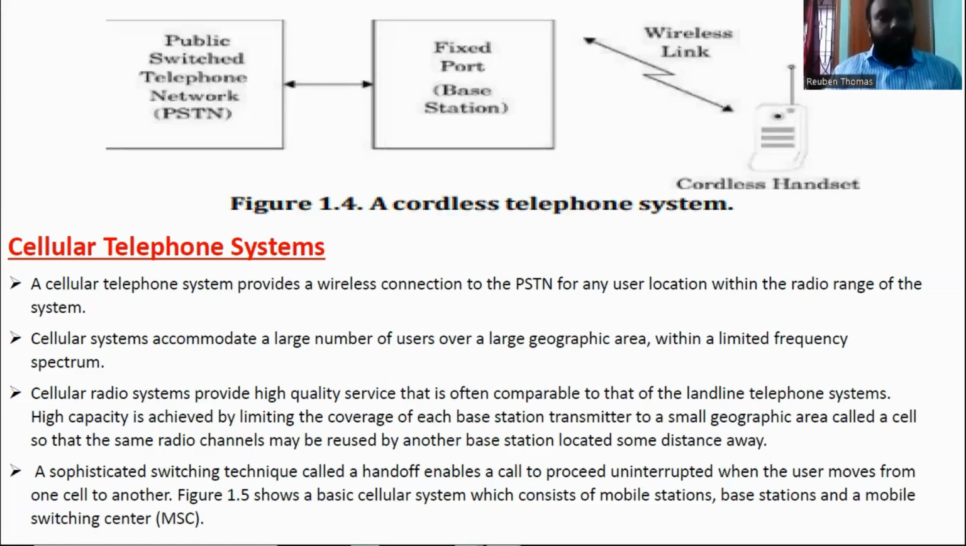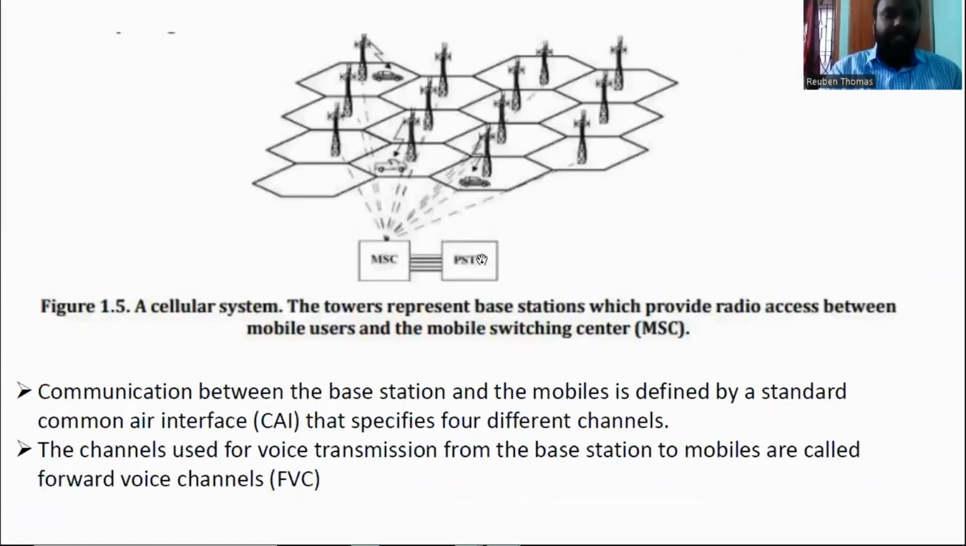A sophisticated switching technique called a handoff enables a call to proceed uninterrupted when the user moves from one cell to another. This is the diagram which shows a basic cellular system, which consists of mobile stations, base stations, and mobile switching centers. The towers represent the base stations, which provide the radio access between the mobile users. This is the actual representation of the diagram.